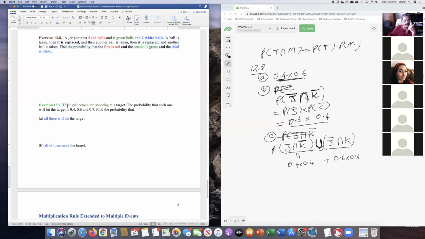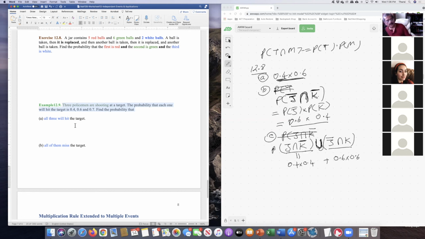So here's a simple example. 3 policemen are shooting at a target. The probability that each one will hit the target is 0.4, 0.6, and 0.7. Then what is the probability that all 3 will hit the target? That's just the product of those, right? So similar to before.